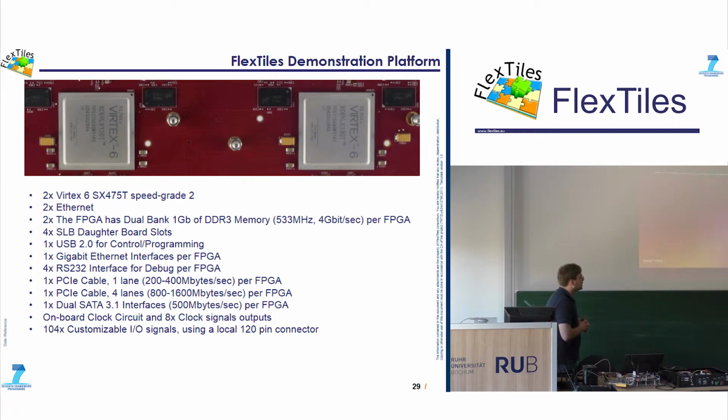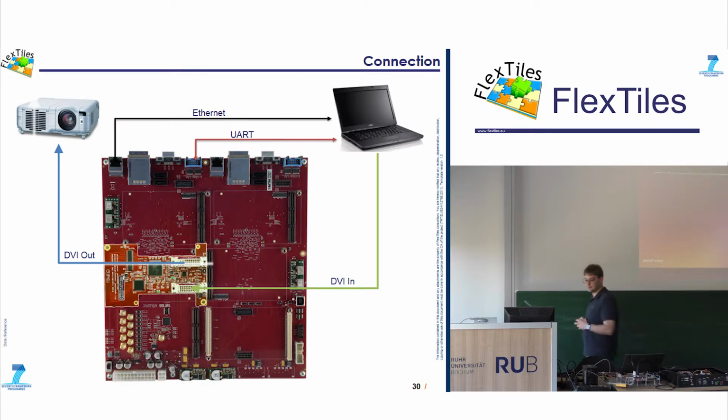Each FPGA has an Ethernet port. Each FPGA has two sets of DDR memory. We have a lot of interconnect, so we can add expansion boards onto the FlexTiles platform. We have USB port. I see now that Ethernet has been mentioned twice. We have serial links, we have PCI Express links, and more.